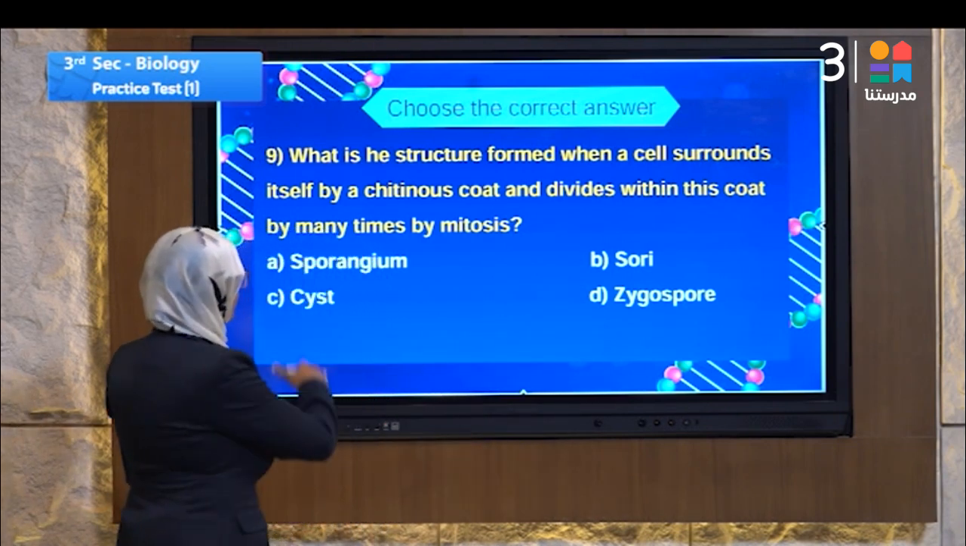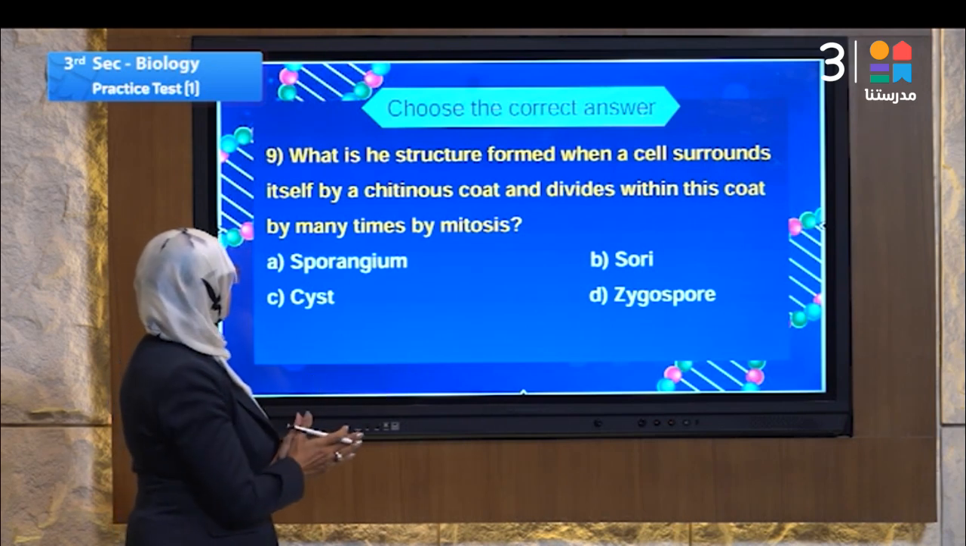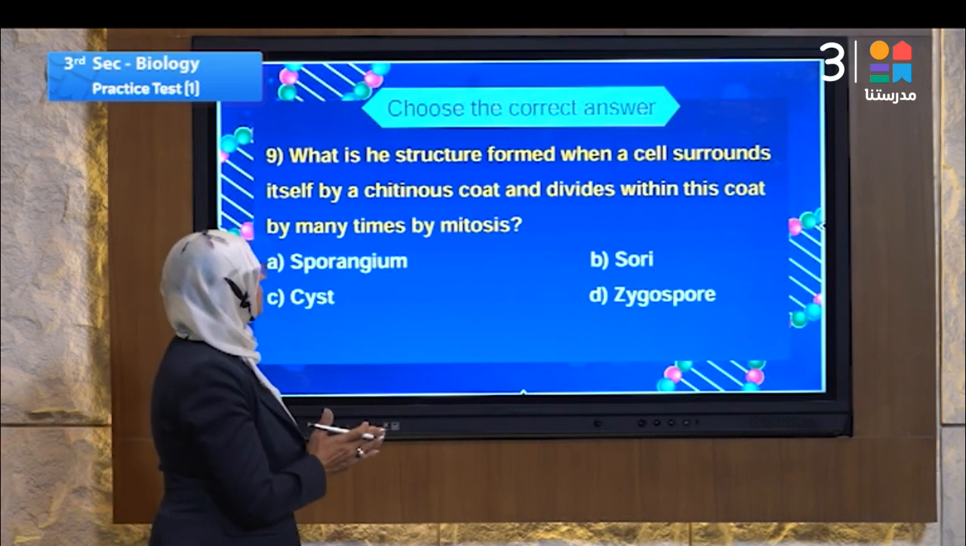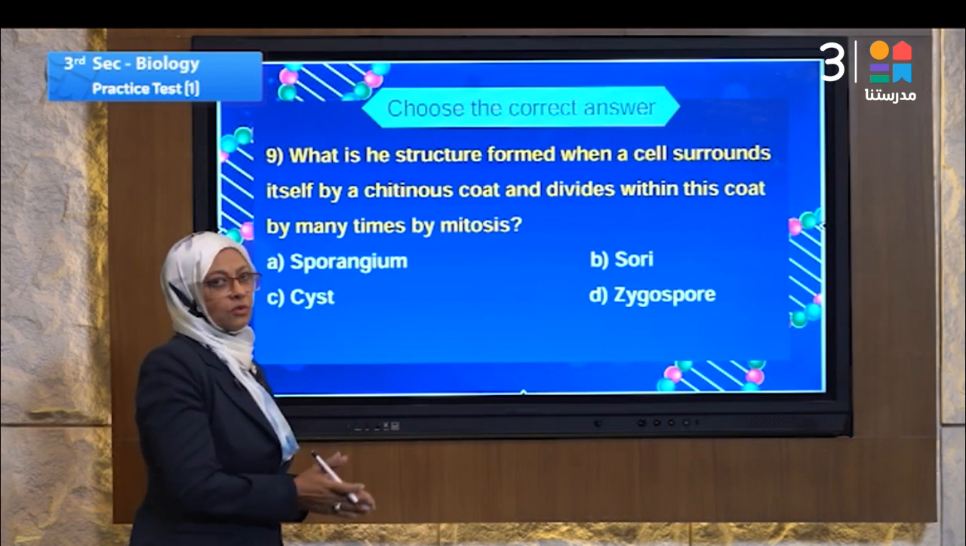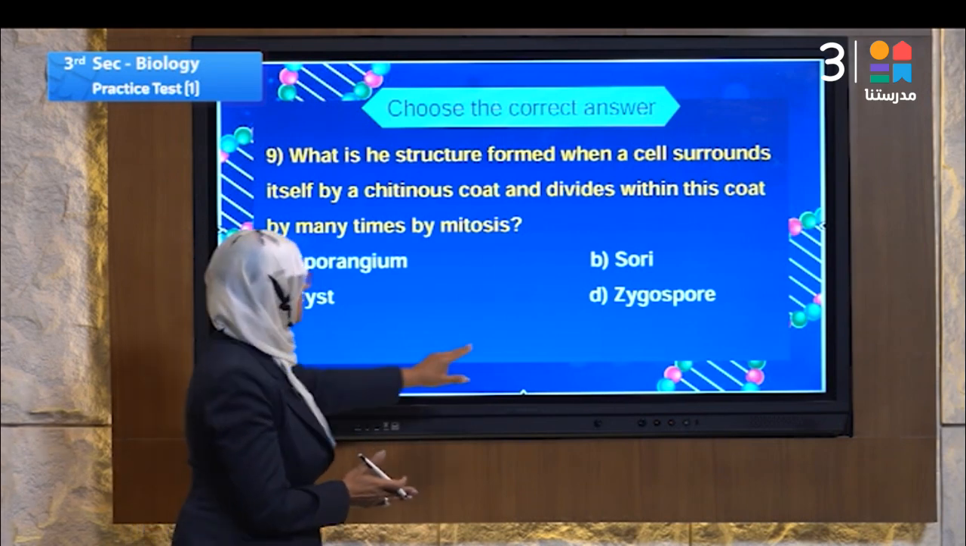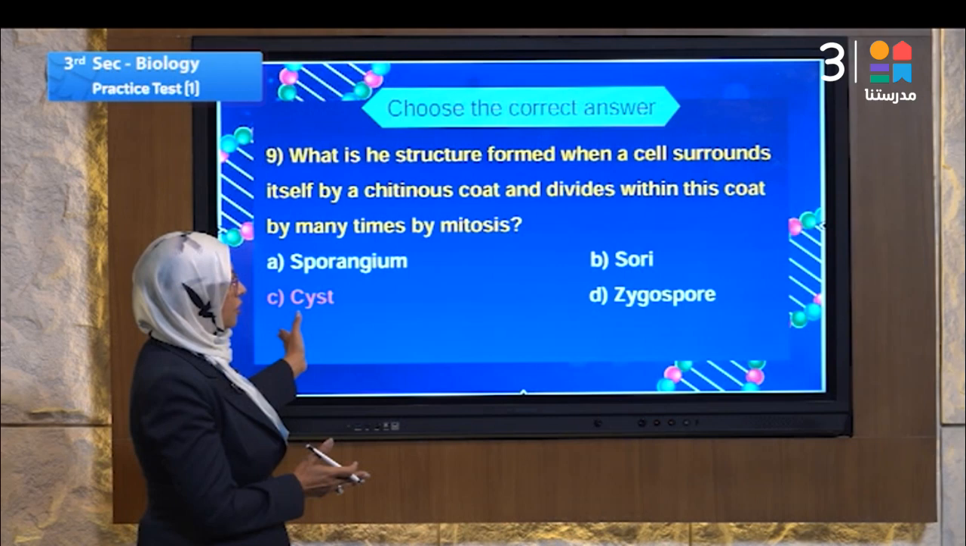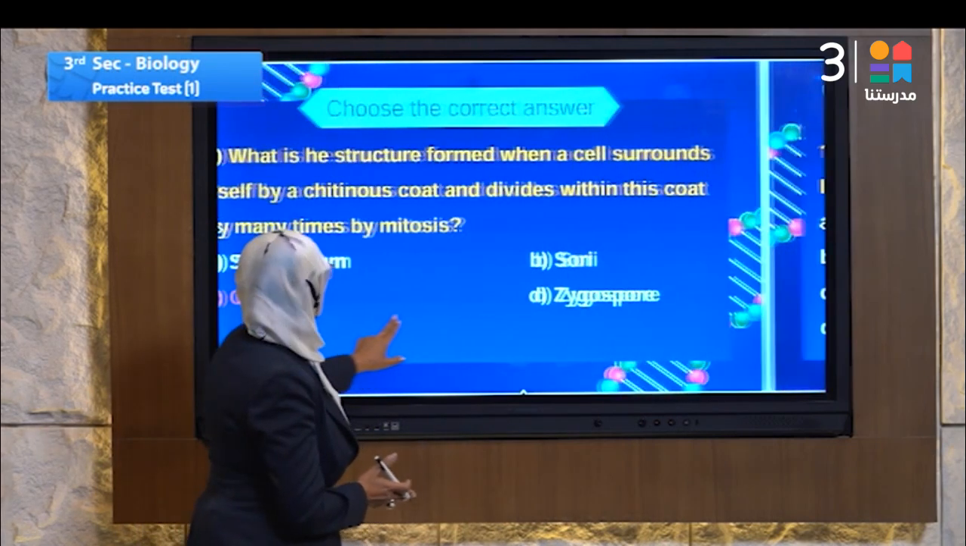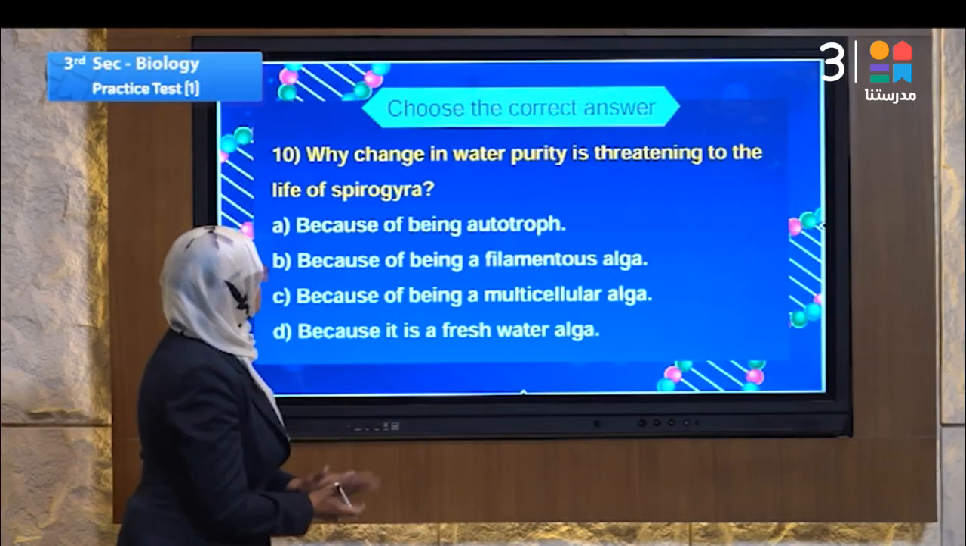Zygospores, all of them are not covered by a cuticle coat, and all of them must go to meiosis, not mitosis. So the answer must be cyst. The answer will be C. C is a cyst. That's the answer of the question. Go to question number 10.